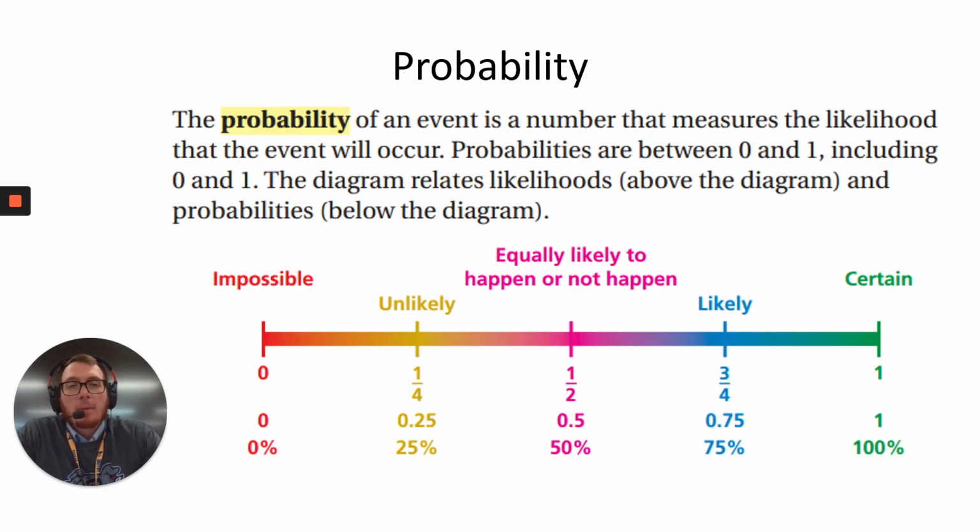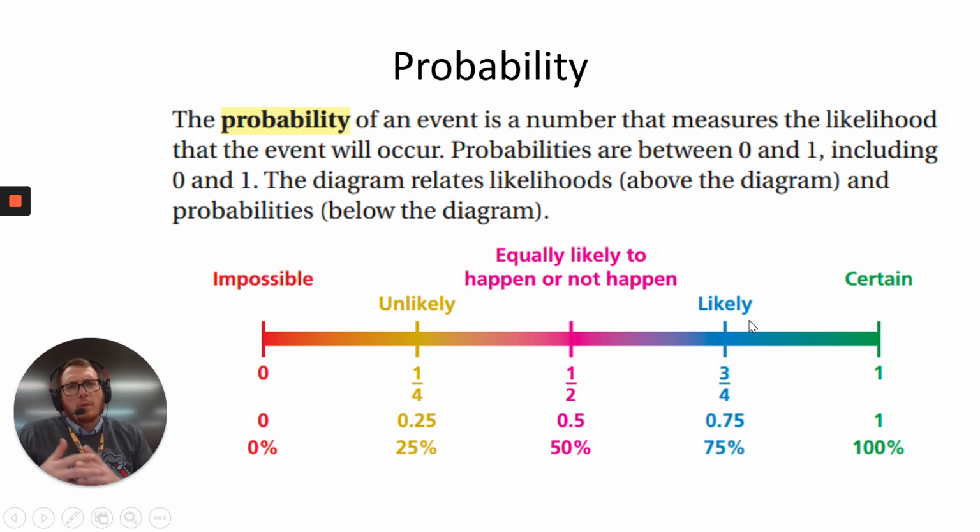Okay, when it comes to probability, there's a few ways that we can look at probability. The first thing is probability should always be between 0 and 1. The probability of 0 is something that's impossible to occur. The probability of 100% or 1 is certain to occur, and everything else is kind of in the middle.